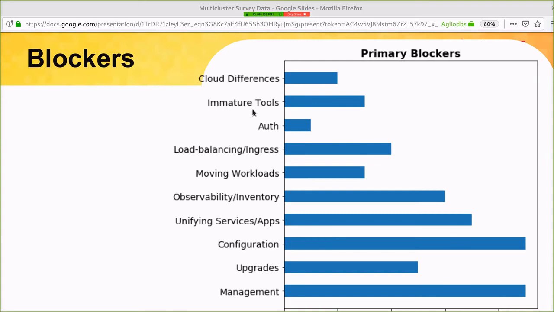It's a common thing. A few people felt like the tools, including specifically kubefed, were not mature enough for them to rely on. Several people complained that it was still too difficult to take a workload that had been deployed in one cluster and move it to a different cluster.